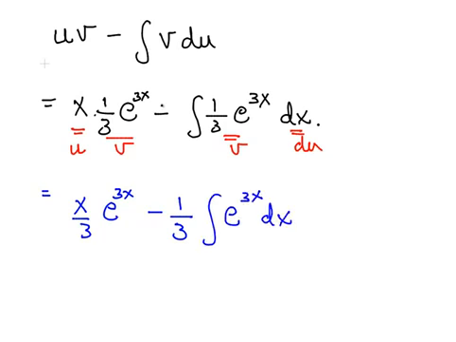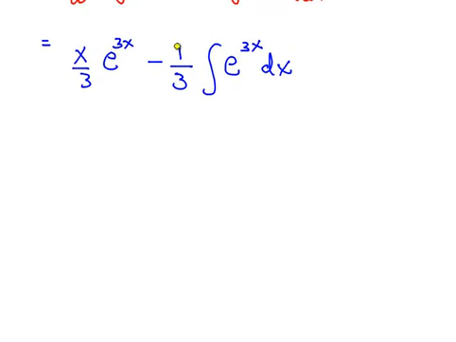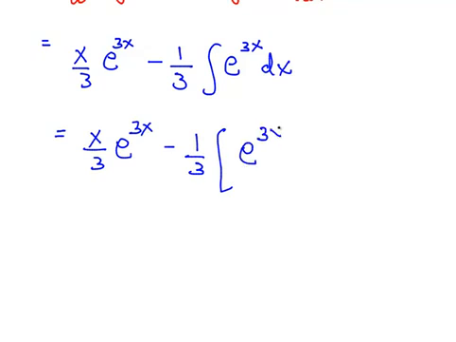Now this one part we've done already. We just use the same solution that we've done previously. So that is equal to x over 3 e to the 3x minus 1 over 3 times e to the 3x over 3.